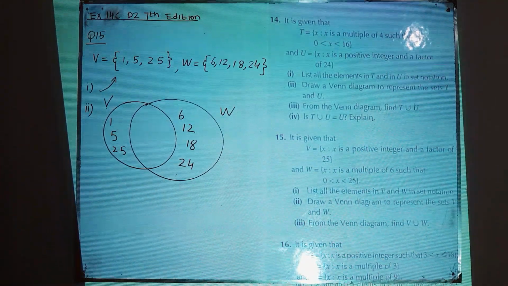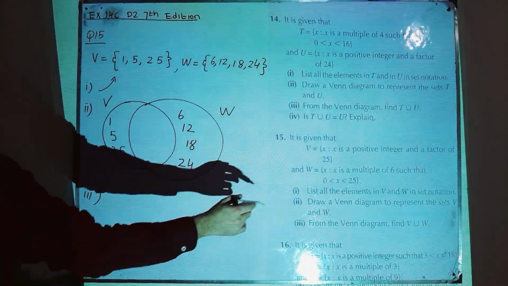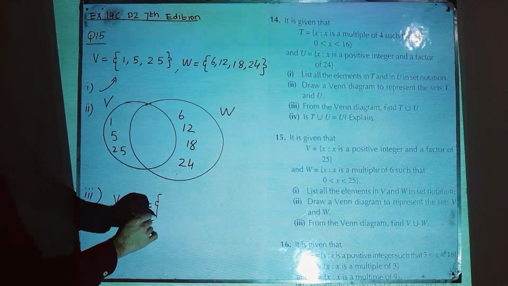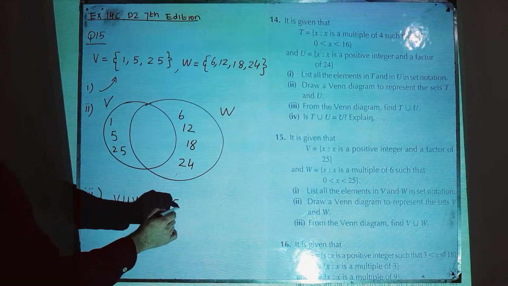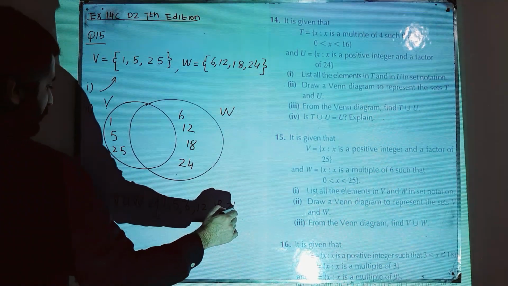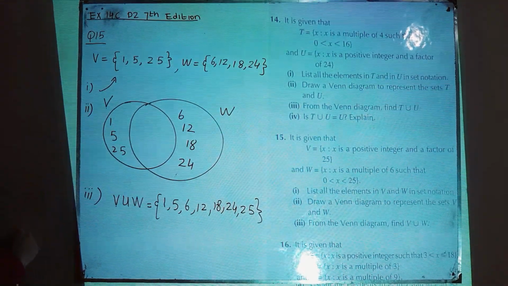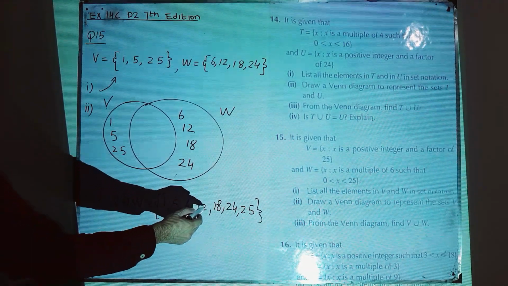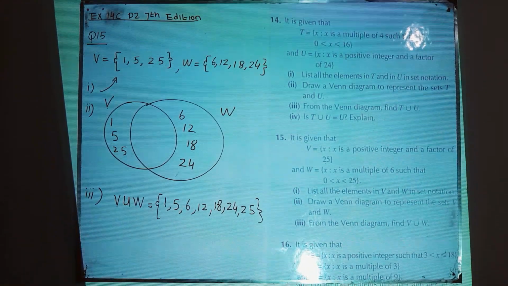So this is the representation of the Venn diagram. Now part number 3: from the Venn diagram find V union W. V union W means you have to combine all the elements of V and W in one set, that is 1, 5, 6, 12, 18, 24, 25. Now all the elements of W and V are written in one set: 1, 5, 6, 12, 18, 24, 25. This is the answer for V union W.